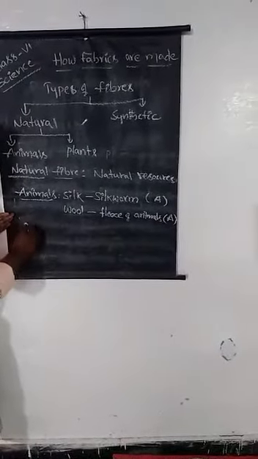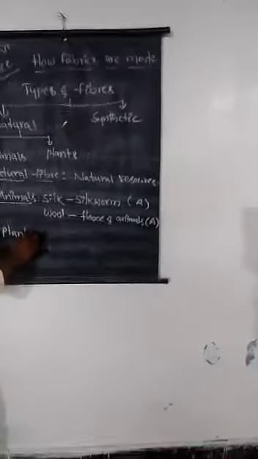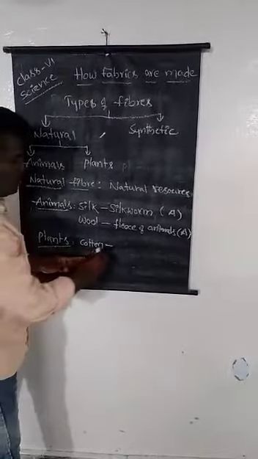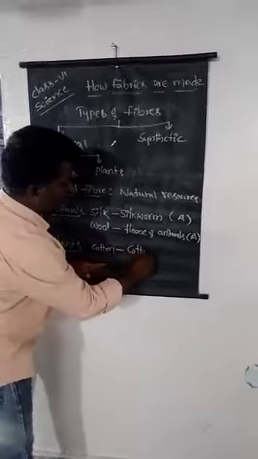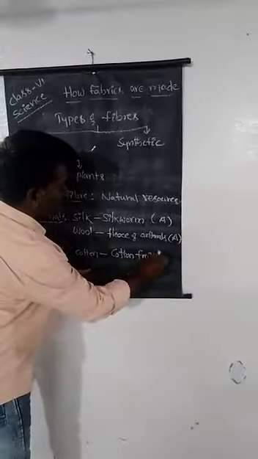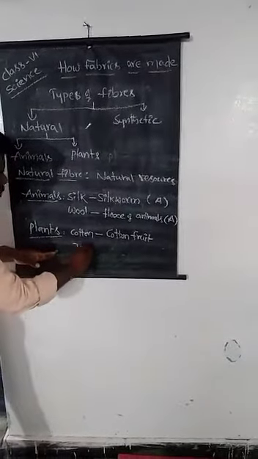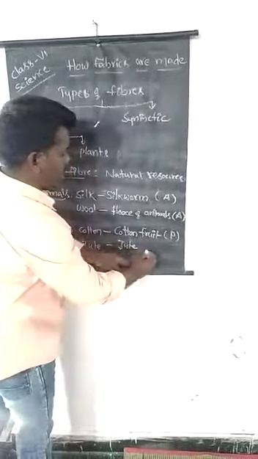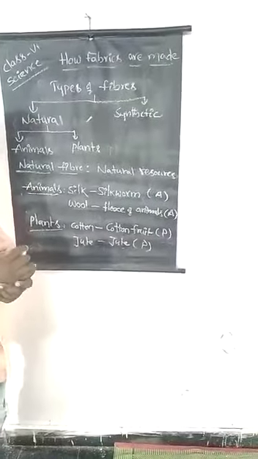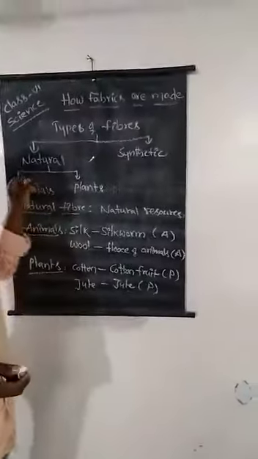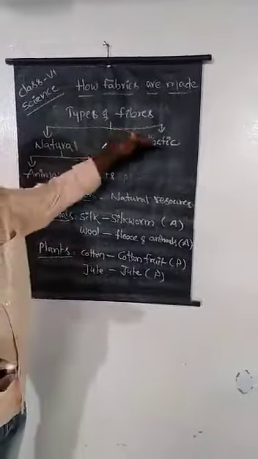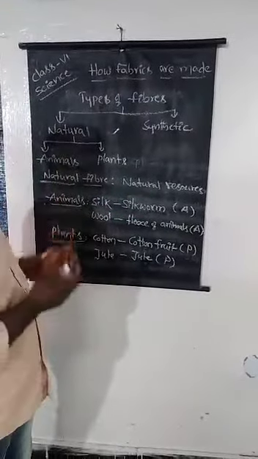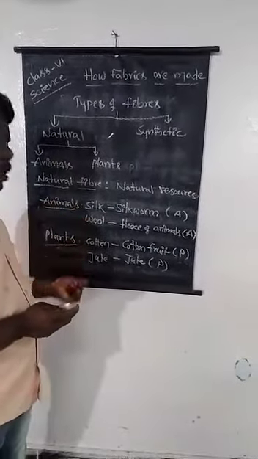And then another resource is plants. Some examples are cotton, which is obtained from the cotton plant or cotton fruit, and the next one is jute, which is also obtained from the jute plant. Here cotton and jute are plant resources. So these are the main classification of fibers: natural fibers and synthetic fibers. Natural fibers are the fibers obtained from natural resources. Examples: silk, wool, cotton and jute.